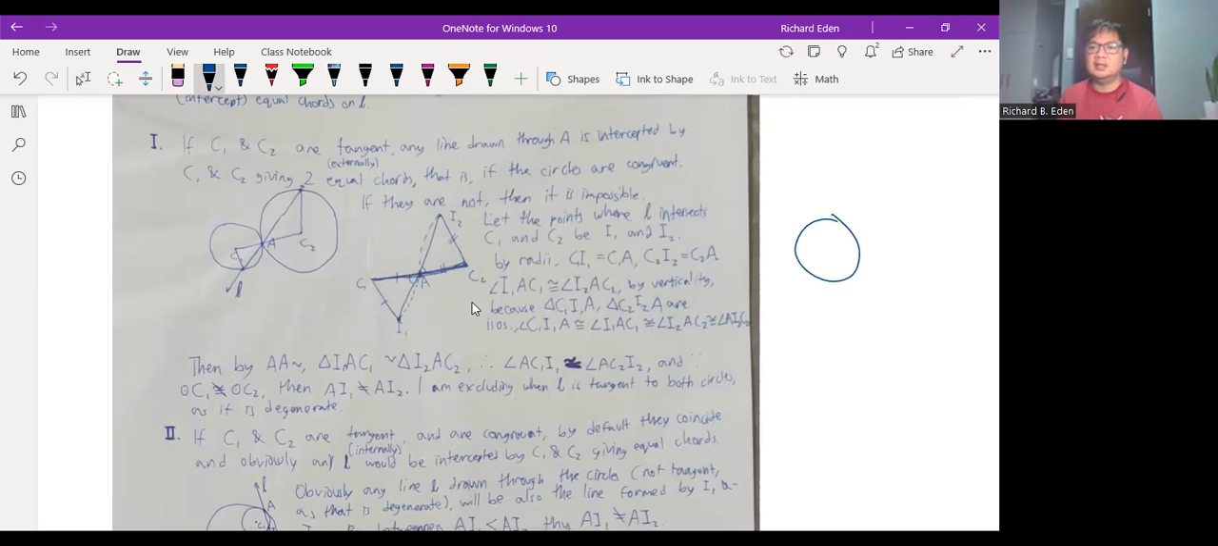So kunwari, these are the two circles, and this is okay. Bear with the figure. So it doesn't matter how you draw the line. This and that will be equal.